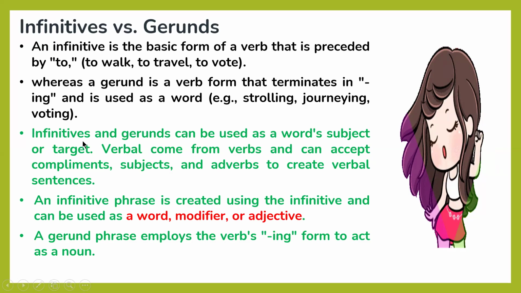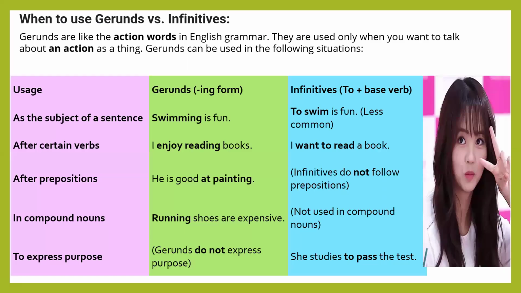A gerund phrase employs the verb's ing form to act as a noun. A very important point about the infinitive phrase: it is created using the infinitive and can be used as a noun, modifier or adjective. But a gerund phrase employs the verb's ing form to act as a noun.